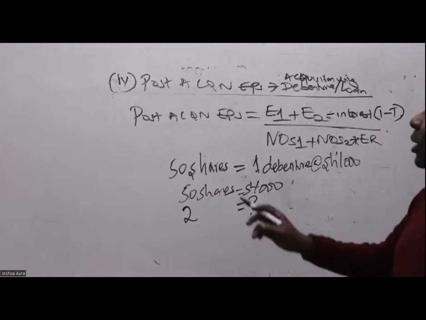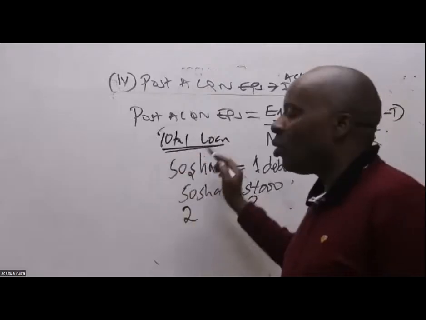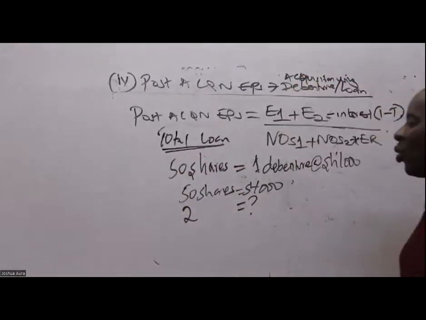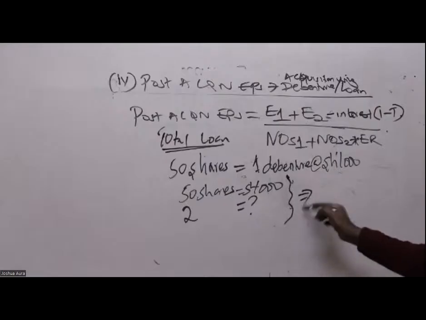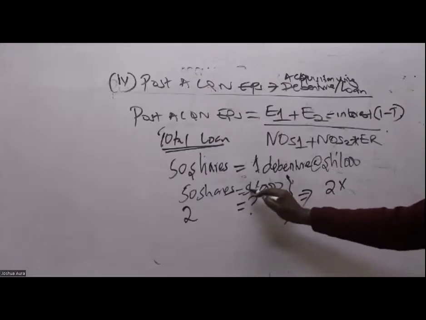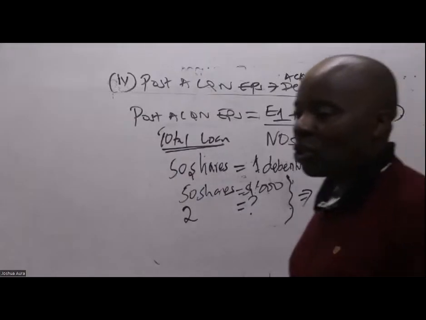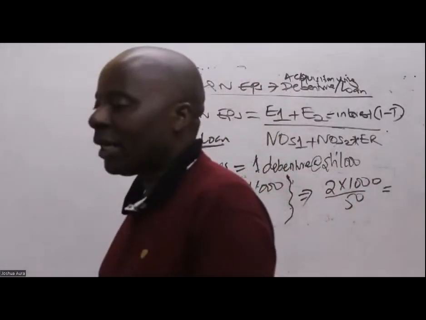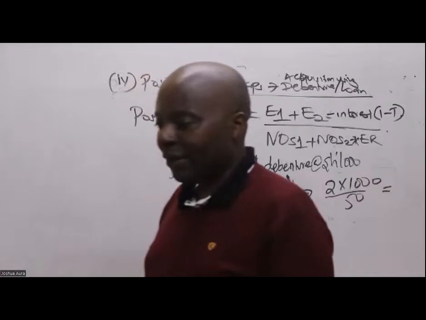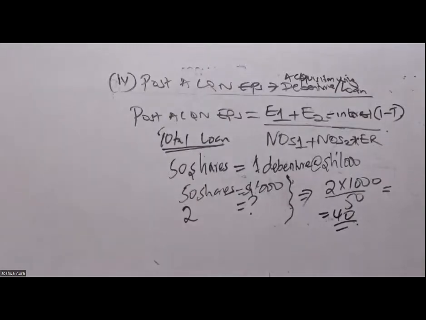So in short, what I want to do here is get the total loan. I'm doing a working for the total loan. Come here and cross multiply. This will be 2 times 1,000, all over 50. So what is the total loan? They are telling me it is 40. This is the total loan.